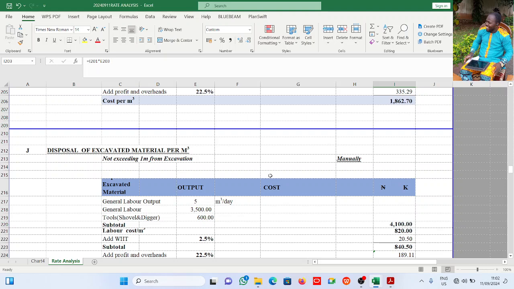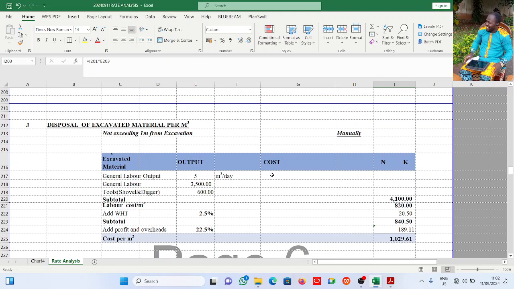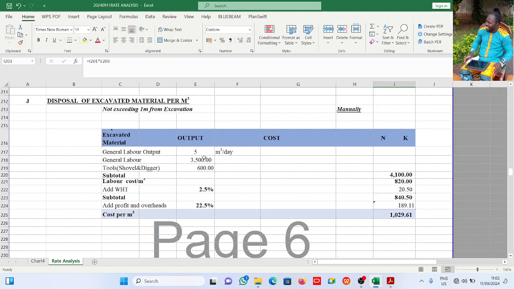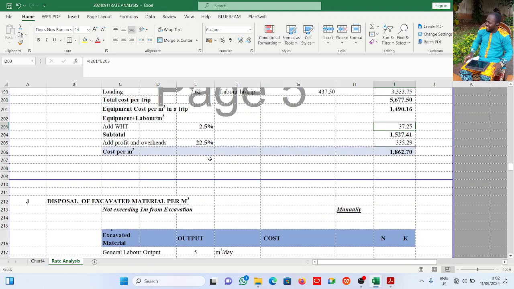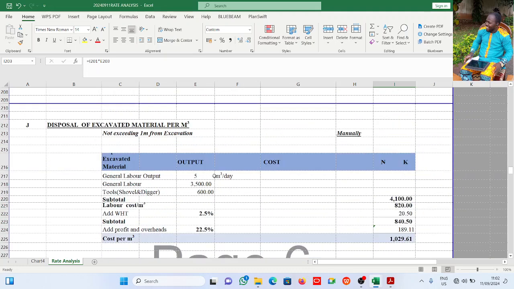the profit and overhead. Now disposal of excavated material, not exceeding one, with excavation. All right, this is within the site. Maybe within the site, so the output is 5 cubic meters per day, because you're just packing and you're going to keep it somewhere, 5 cubic meters per day, and they are basically done by the unskilled artisans. 3,500, and for tools, shovels, diggers, barrows, 600 naira. So the summation of that is this.